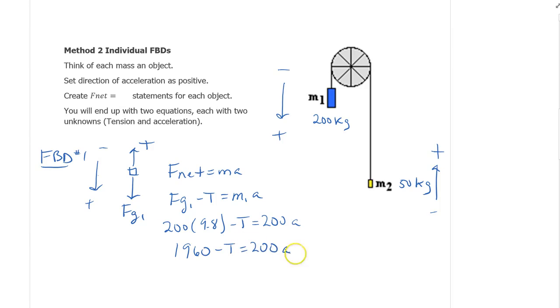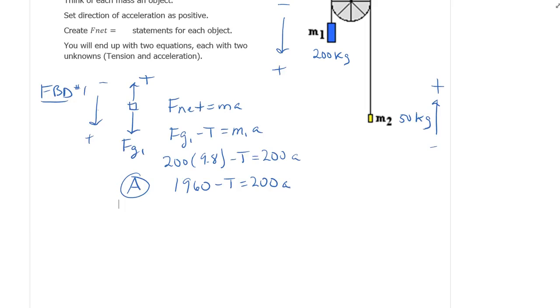So that's as far as I can get because I have an equation with two variables, and I can't solve that. So I'm just going to stop here, and I'm going to say that is equation letter A. All right. Now I'll go on to FBD number 2.